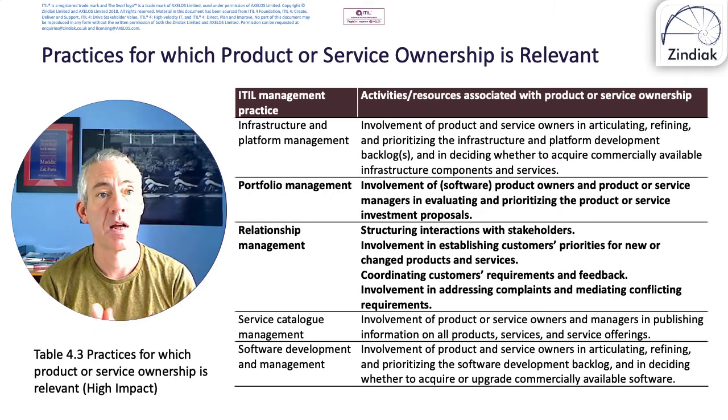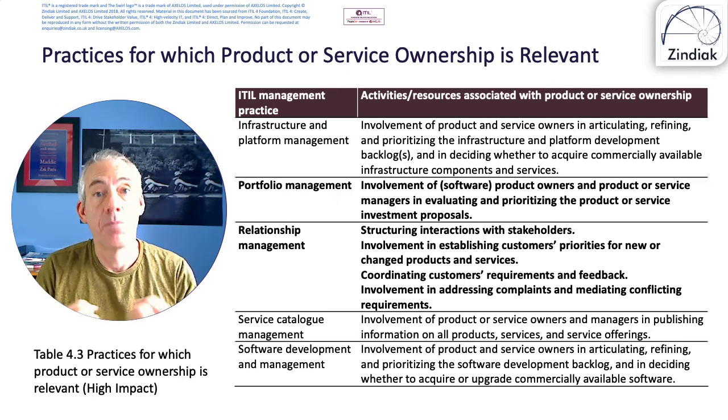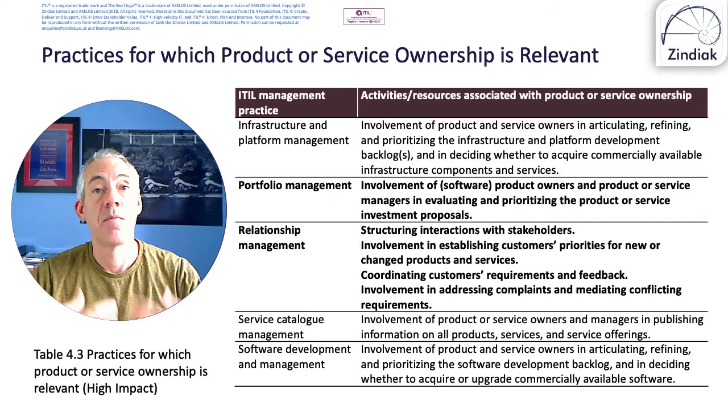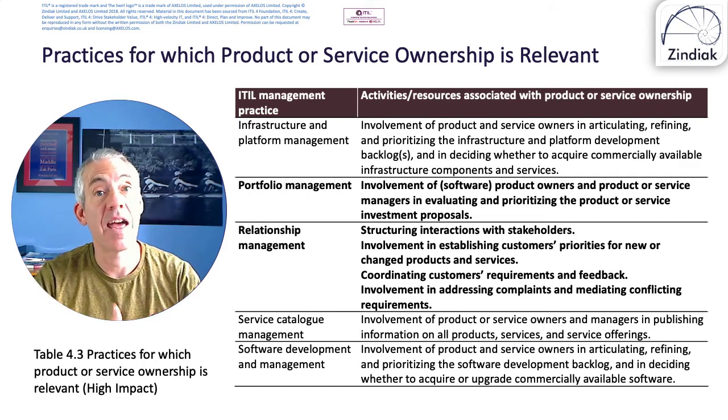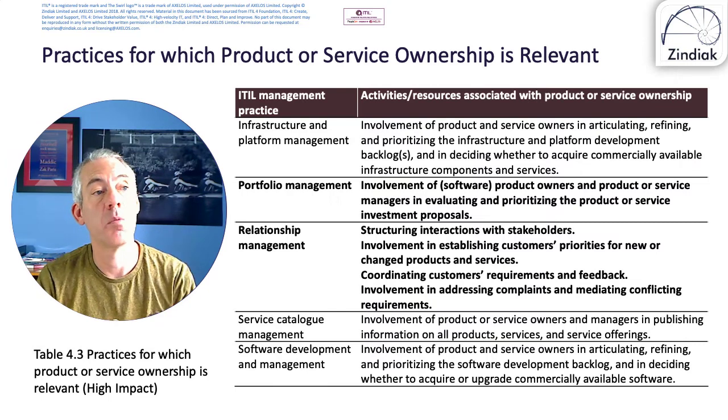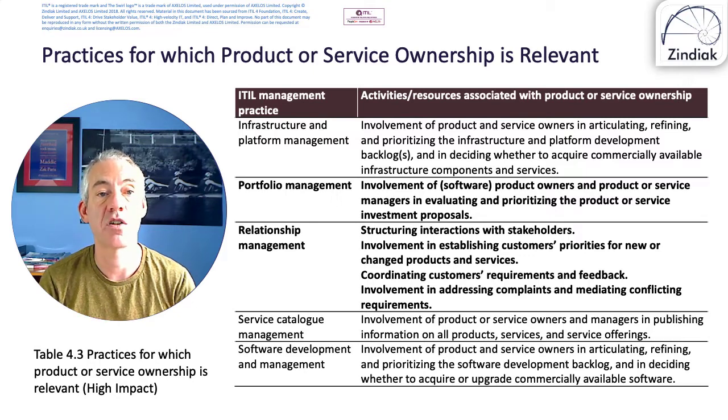So portfolio management: involvement of product owners and product or service managers in evaluating and prioritising the product or service investment proposals. So they know their product better than anyone, so we've got all sorts of ideas for improvement. They prioritise, they have the authority to prioritise that within the portfolio. Relationship management: structuring interactions with stakeholders, involvement in establishing customers' priorities for new or changed products and services, coordinating customers' requirements and feedback, involvement in addressing complaints, and mediating conflicting requirements.